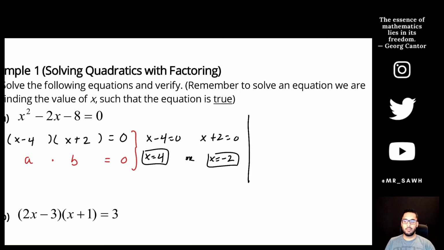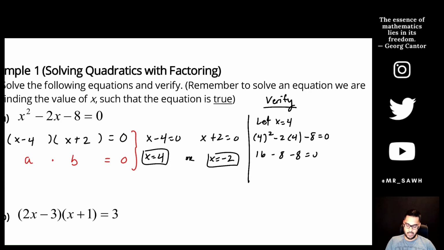So if my polynomial is x squared minus 2x minus 8, here's our verify. Let's say that x is 4, right? So let x equal 4. That means 4 squared minus 2 multiplied by 4 minus 8 should be 0. 4 squared is 16. There's a minus 8, there's a minus 8 for 0, so this one works. I know that if x is 4, that will zero out this equation.